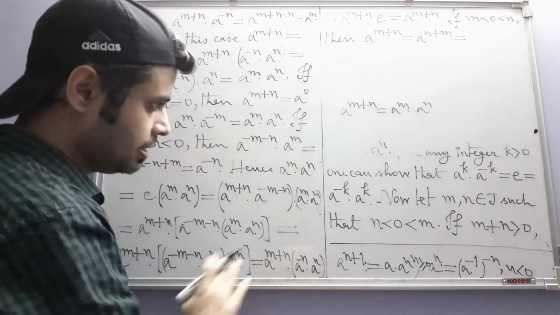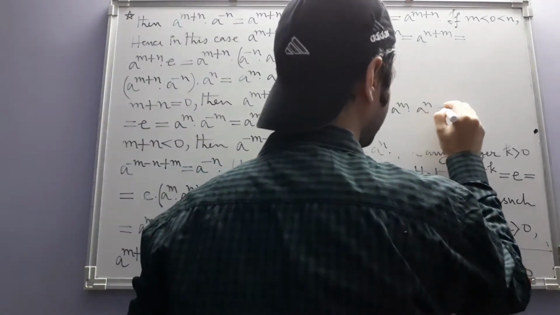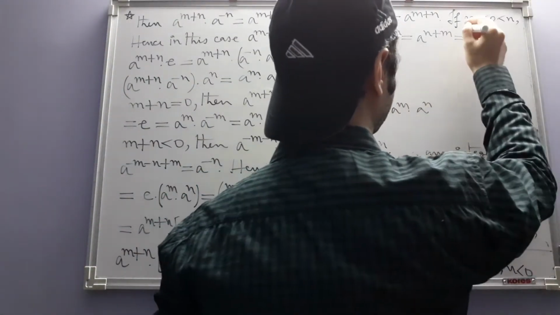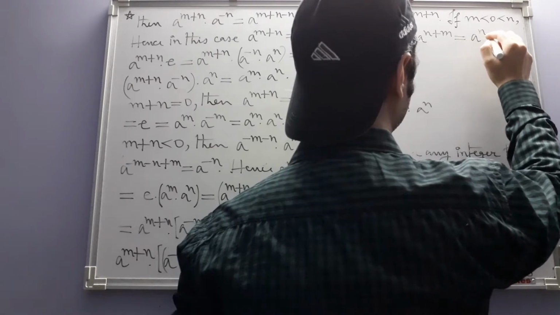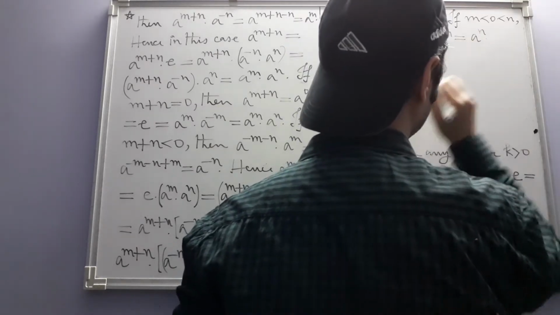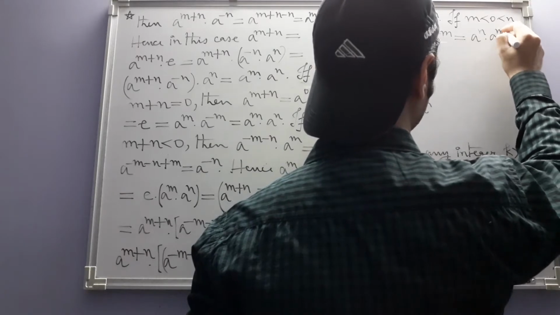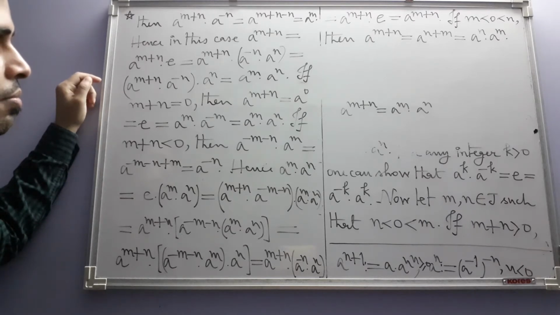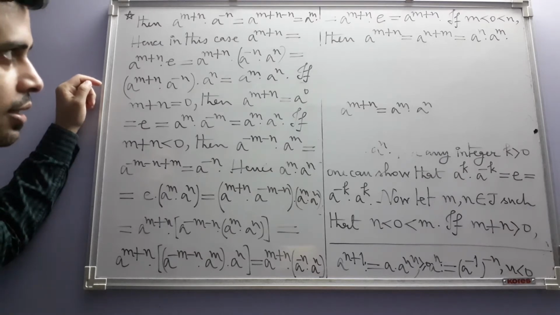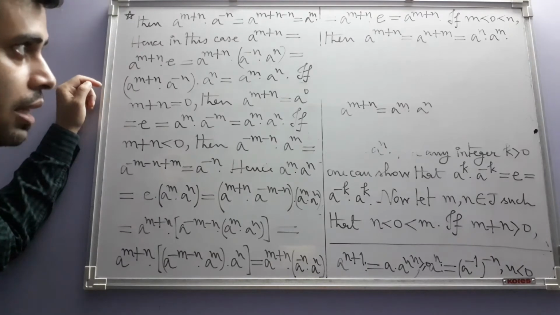So by the previous case, we have, where am I writing? a to the power n dot a to the power m we are getting now. Am I writing it correctly? Yes. Okay, there is no problem with this calculation. The only problem is that it will not work. I want a to the power m dot a to the power n.